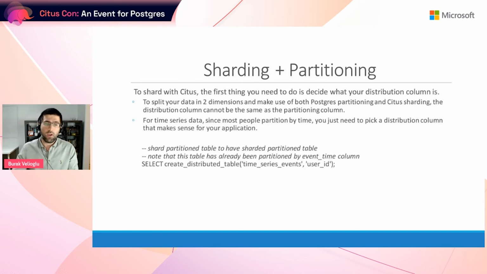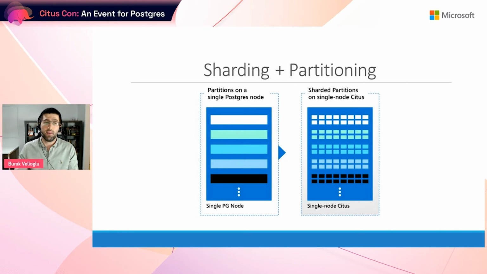Again, the only thing you need to decide is the sharding key of your table. You can check the Citus documentation to understand how you can decide on the sharding key for your table. But once you run the create_distributed_table command on the partitioned time series events table by providing a sharding key, Citus will shard your partitions, and you can use both sharding together with partitioning in your database on a single node.